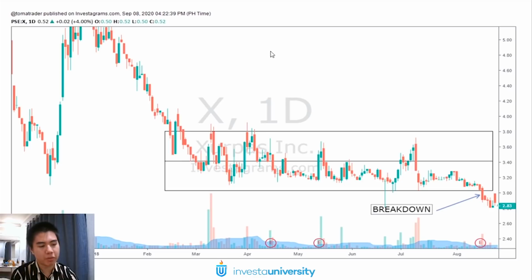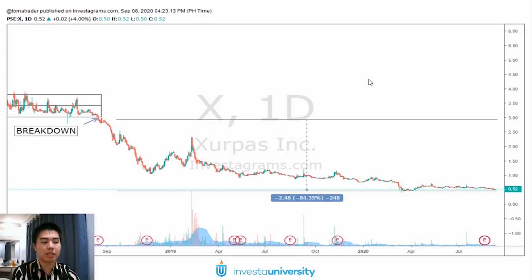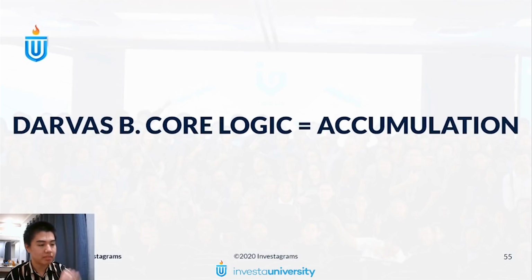So, here's X coming from a downtrend. Prices are stabilizing, but nag-breakdown, and as we all know, X went down another 84% from that point sa 3 pesos. So, again, just want to emphasize that not all the patterns work all the time.